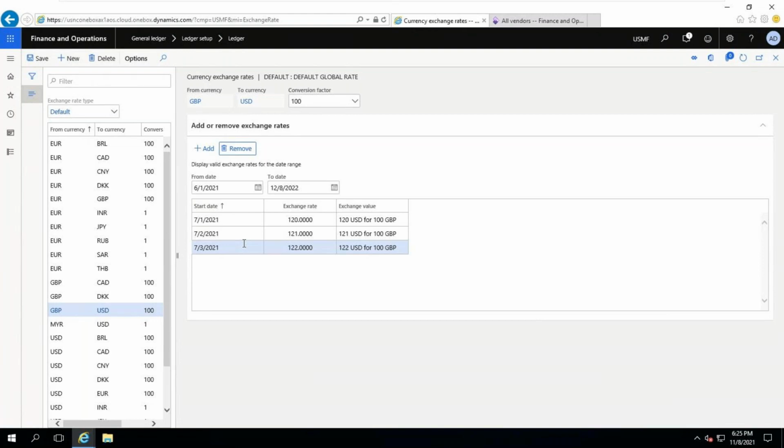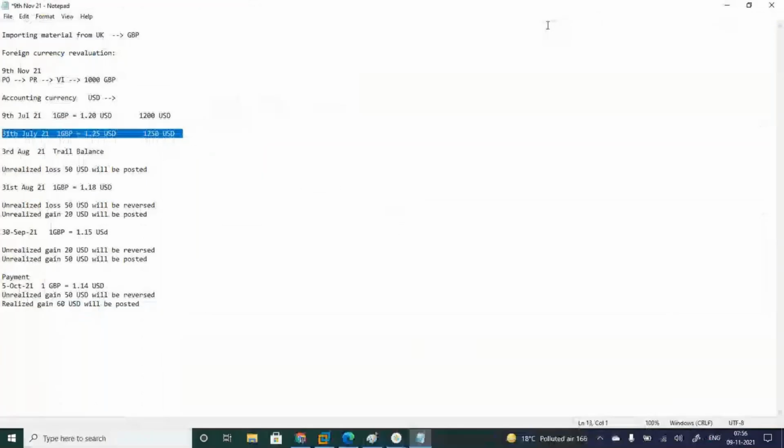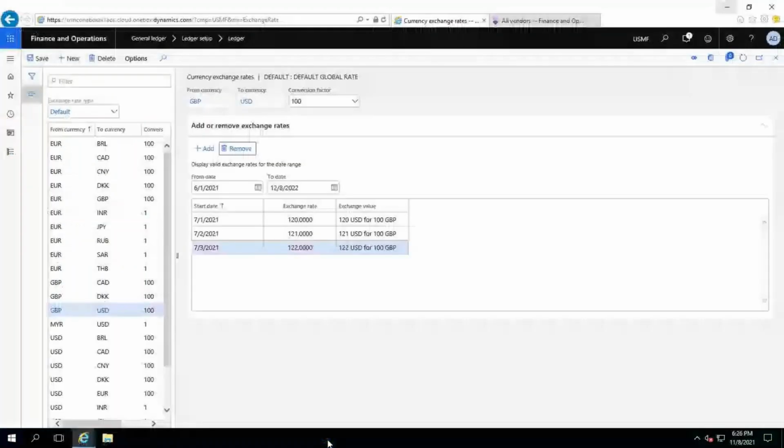End users will feed every day. Assume today's date is 9th July. I can enter 9th July, 1.20, or 100 GBP equal to 120 US dollars. Tomorrow, 10th July, if the business follows everyday exchange rates, the end users, accountants or business users will come here, select the date and enter the date and exchange rates. This is their task.